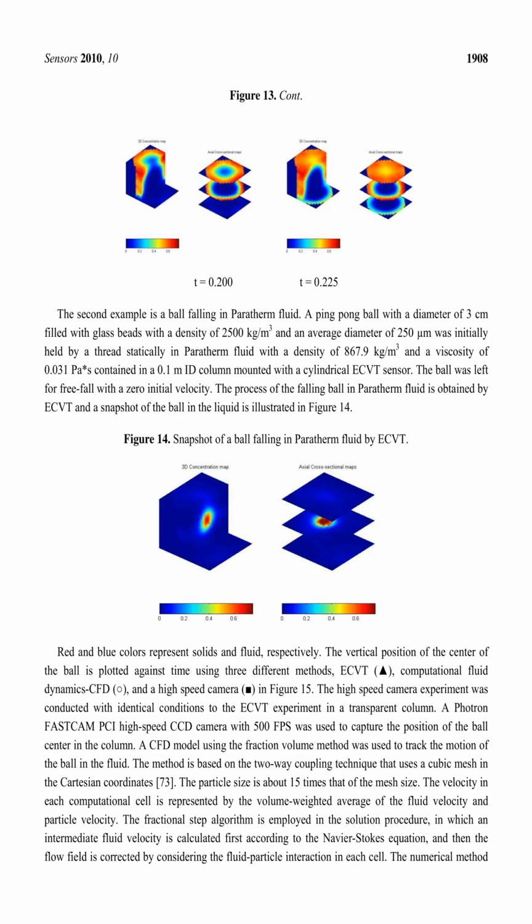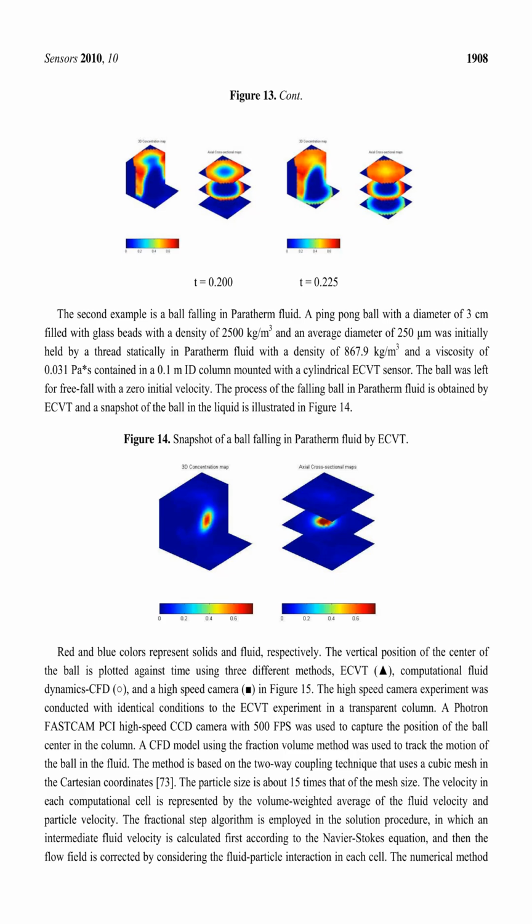Figure 14. Snapshot of a ball falling in paratherm fluid by ECVT. Red and blue colors represent solids and fluid respectively. The vertical position of the center of the ball is plotted against time using three different methods: ECVT, computational fluid dynamics, CFD, and a high-speed camera, in Figure 15.